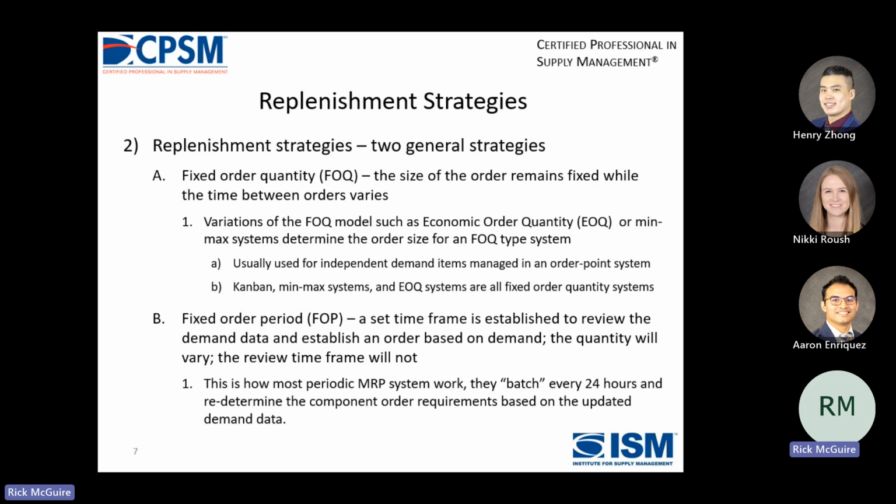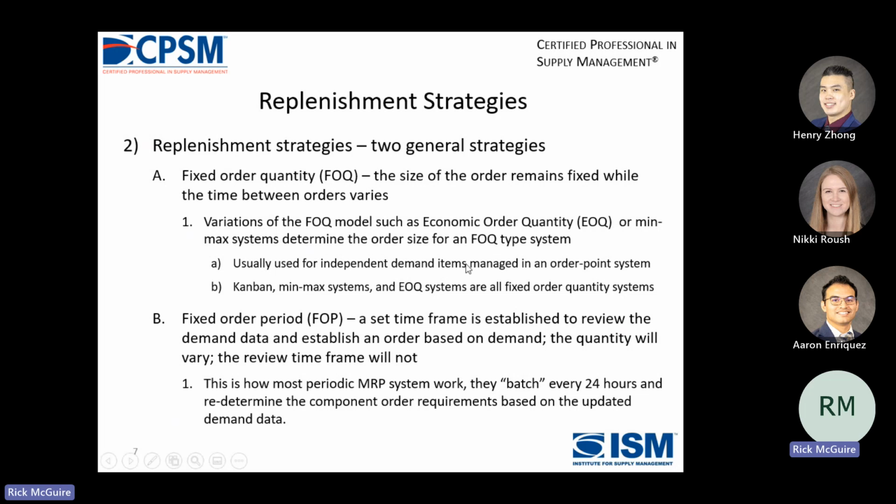Replenishment strategies. There are two general strategies. There's the fixed order quantity, which means the size of the order remains fixed, while the time interval between orders will vary. So you're always going to order 500 pieces, but you may order it in 1 week, may order it in 2 weeks, etc. And variations of the fixed order quantity, such as the economic order quantity, or EOQ, or min-max systems, determine the size of the fixed order type system.